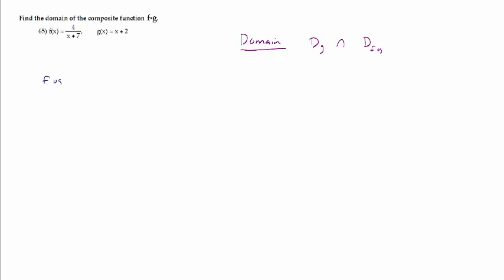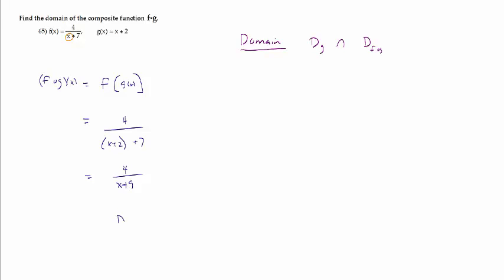So I want f of g of x, so I'm plugging g of x into f of x. So coming up here to my f of x, wherever I see an x, I'll plug in my g. So I got 4 over my new x plus 7. And I'll plug x plus 2 in there. So now simplifying, we have 4 over x plus 9.